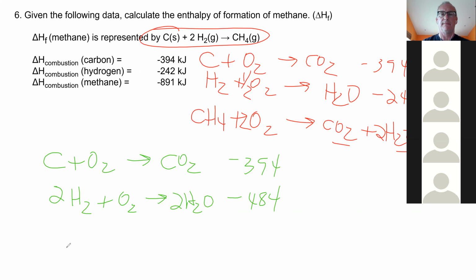Now, CH4, we want that as a product. So where are we going to get that? It's the last one, but you have to switch it. What do we have to do to it? We have to invert it. Okay, so that one would be CO2 plus 2 waters makes CH4 plus 2 O2. What's the energy associated with that one?